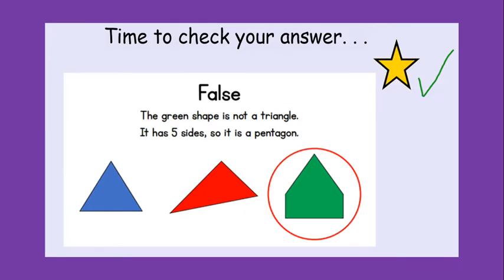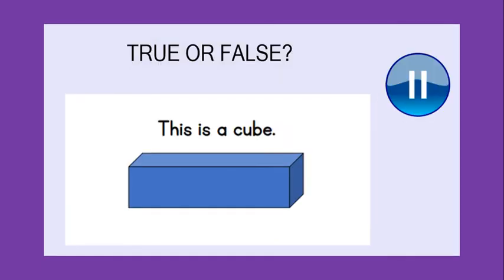Okay, so the answer is false. The green shape is not a triangle because it has 5 sides, so it's actually a pentagon. The only shapes that were triangles were the red one and the blue one because they had 3 corners and 3 sides. Now, time to look at another true or false question.